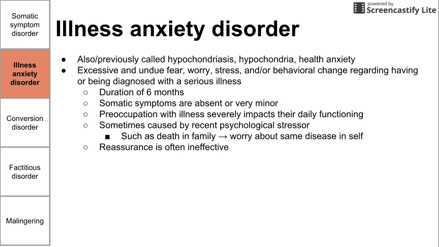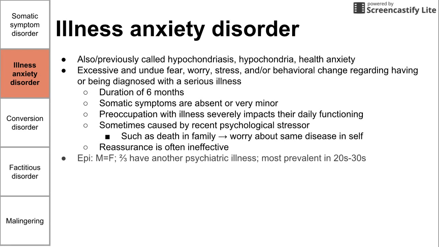Reassurance in these patients is often ineffective, unfortunately. They're fixated on the thought that they could have a disease or could develop a disease. Epidemiology here, male to female ratio is about the same. 2/3 of patients that present with illness anxiety disorder have another psychiatric illness, and this is most prevalent in young adult ages, 20 to 30 years old.